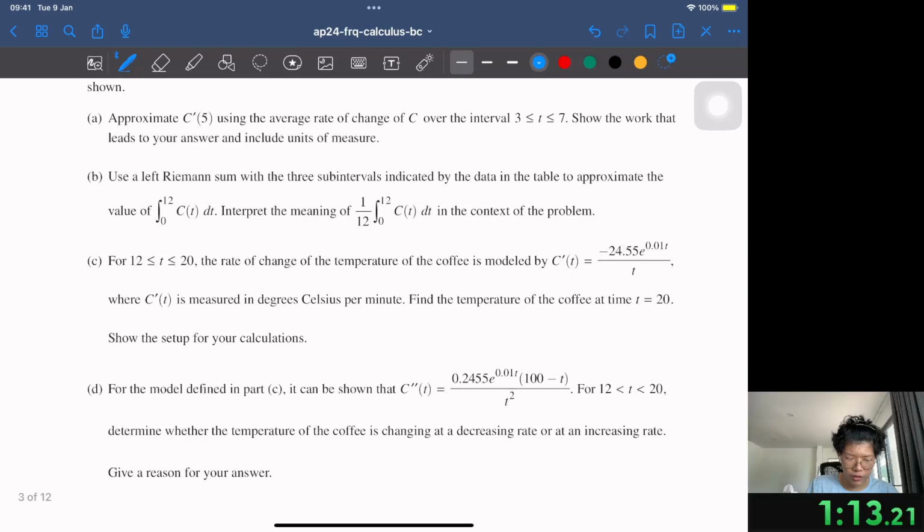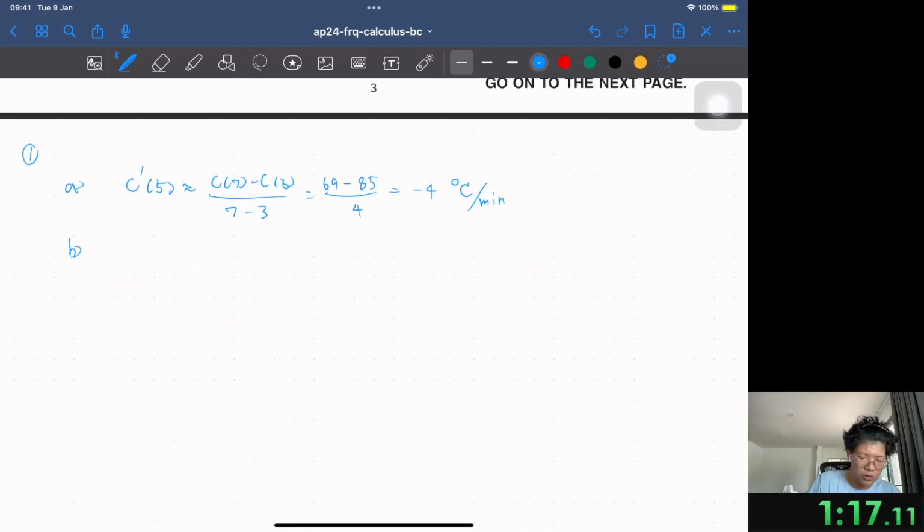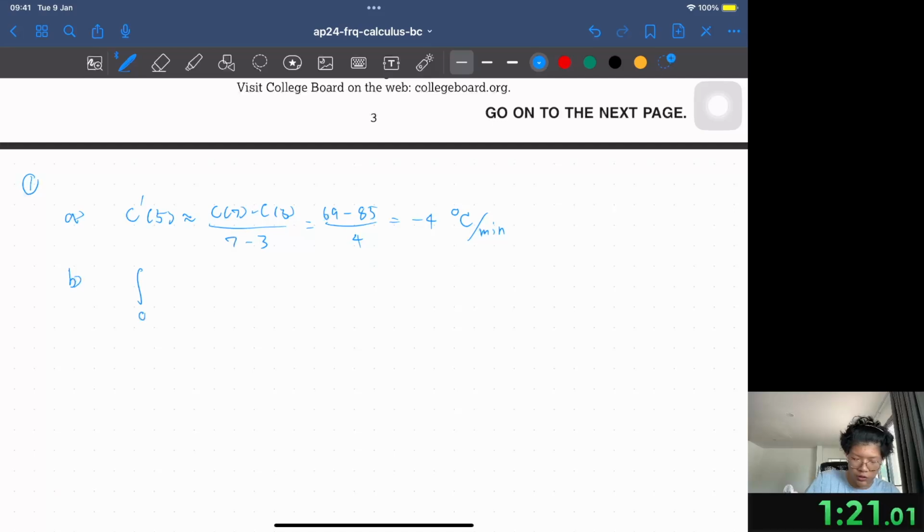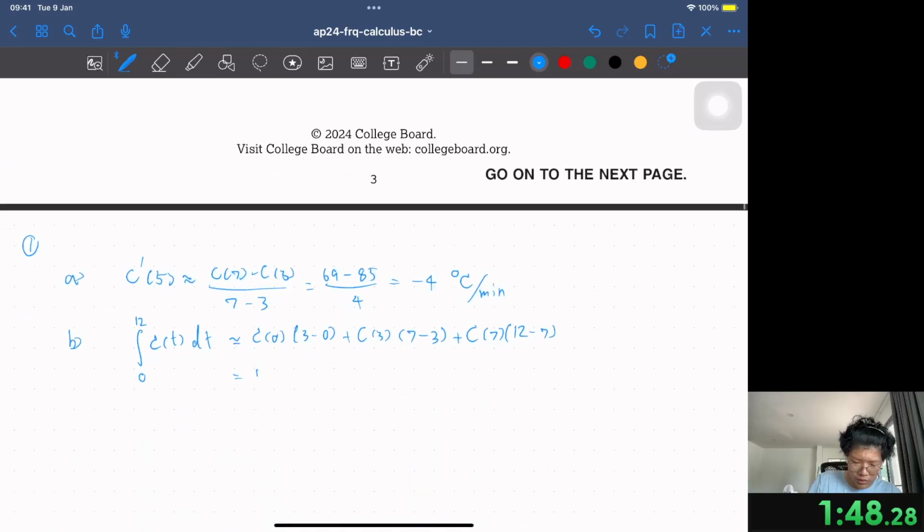And then we need to do B. The integral of the function C from 0 to 12 is about C(0) times 3 minus 0, plus C(3) times 7 minus 3, plus C(7) times 12 minus 7, which is 100 times 3 plus 85 times 4, and then plus 69 times 5, which is, I guess, calculator. So, 985.